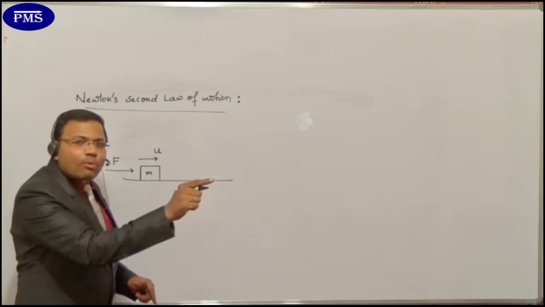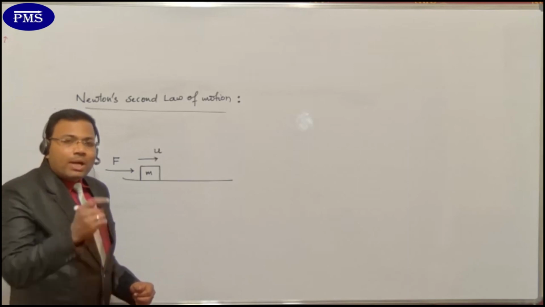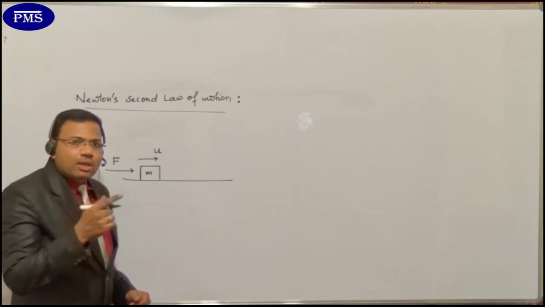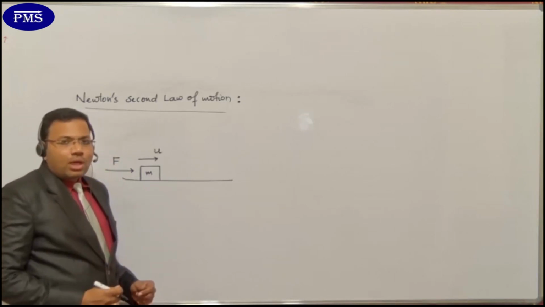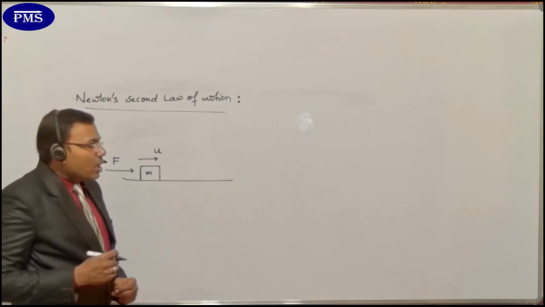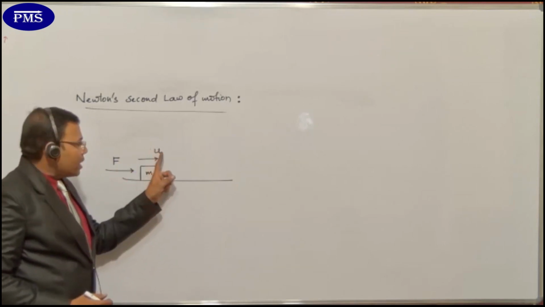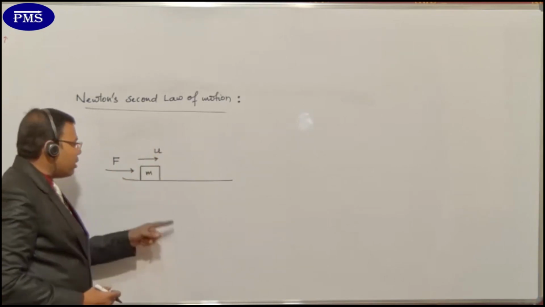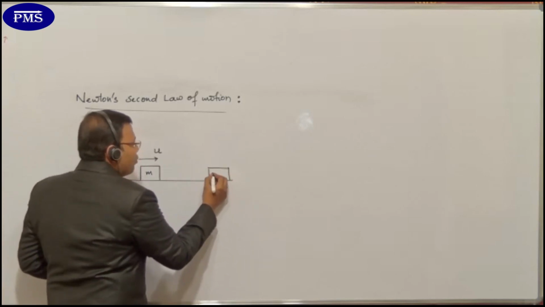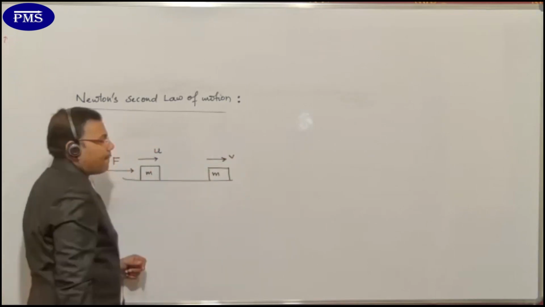When the force acts on the body, you know what happens here? The velocity gets changed, depending on whether the force acts in the same direction or the opposite direction. If the force is acting in the same direction, velocity increases. If the force is acting in the opposite direction, the velocity decreases. Now, we are considering a body of mass m, moving with velocity u initially. On this, a force F acts. Then, students, after this force F acts, the body is moving with the velocity v.